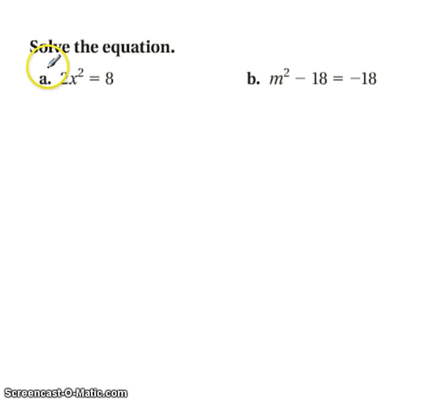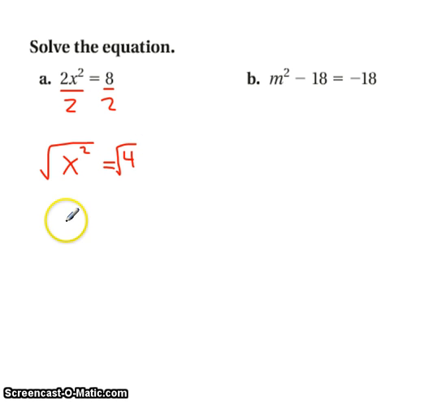As we look at these two examples, what we're going to have to do here is isolate the x squared, and I'm going to do that here by dividing by the 2. The 2's cancel out and leave me with x squared equals 4. And so what we now have is our new tool we can use to isolate the x. If I square root both sides, I will undo the square, and that will leave me with an x by itself, and I'll have the square root of 4, which is 2, not forgetting that we have the positive and negative 2.